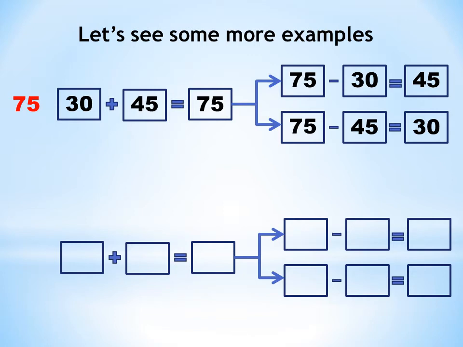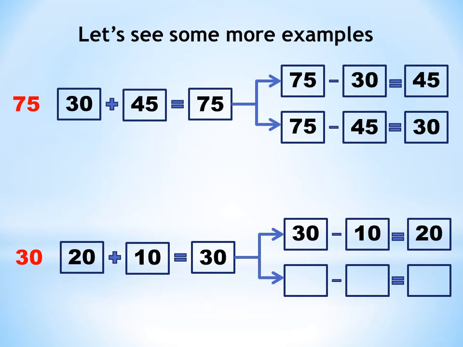Example 2. Here we have number 30. If we add 20 and 10, we get 30. Of this addition, we can get 2 subtractions as follows. Subtraction will be 30 minus 10 is equal to 20. And another subtraction will be 30 minus 20 is equal to 10. So students, in this way we can get 2 subtractions from one addition.